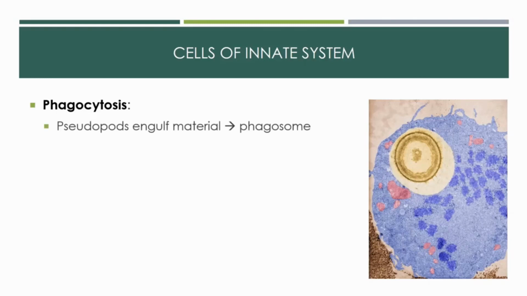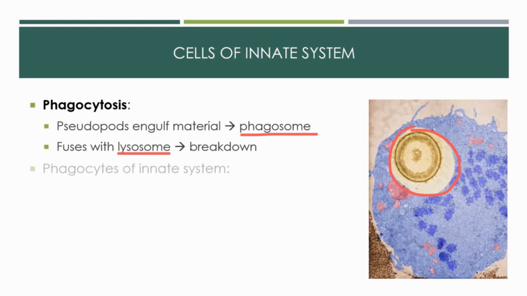The way this works is that the cell extends these long arm-like projections called pseudopods to envelop whatever they think is threatening, and it ends up in a vesicle inside them called the phagosome, as is beautifully demonstrated on this slide over here. This phagosome can then fuse with a lysosome, a body within the cell that contains catabolic enzymes, and together they form a phagolysosome, and this causes the ingested material to break down. There are a few cells in the innate system that specialize in this, which are called phagocytes.